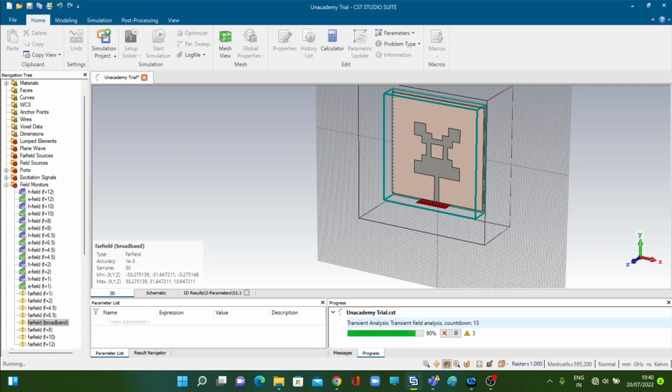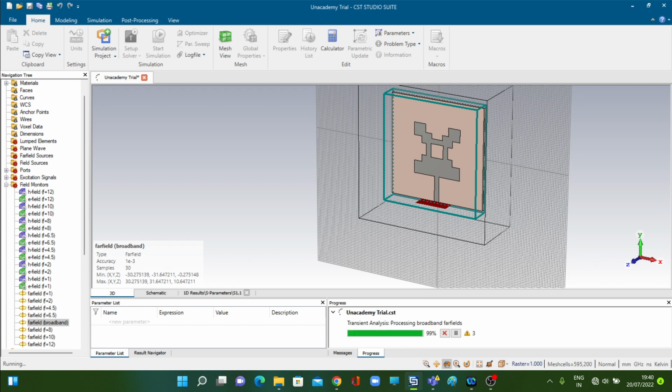So like it is showing now, it is calculating, it is analyzing the transient field, the field that will be radiated by the antenna. So after this, what will it do? It will be displayed again. It is saving the results which it has computed till now.